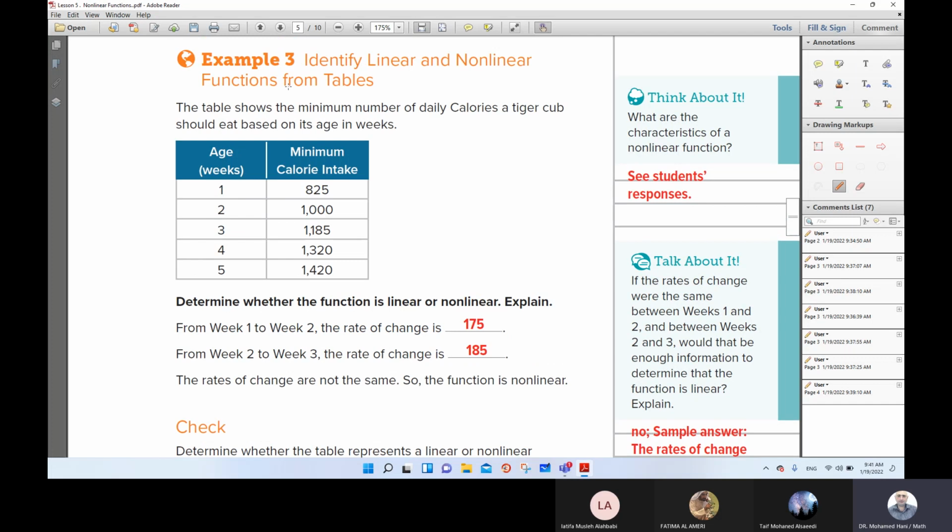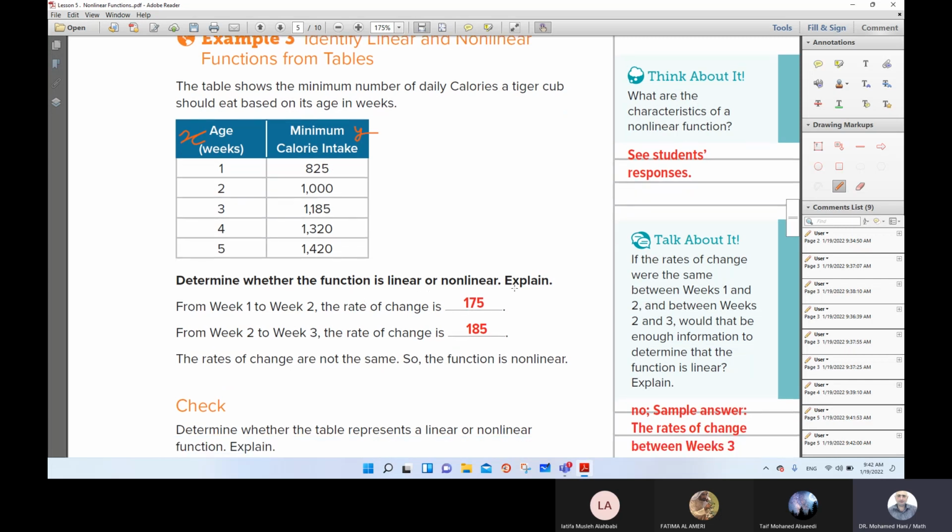Identify linear and non-linear functions from tables. The table shows the minimum number of daily calories a tiger cub should eat based on the age in weeks. Here we have the age, meaning the value of x, per weeks, and here we have the minimum calorie intake. This is the value of y. And as you see, we have 1, 2, 3, 4, 5, and here we have these values. Determine whether the function is linear or non-linear and explain.